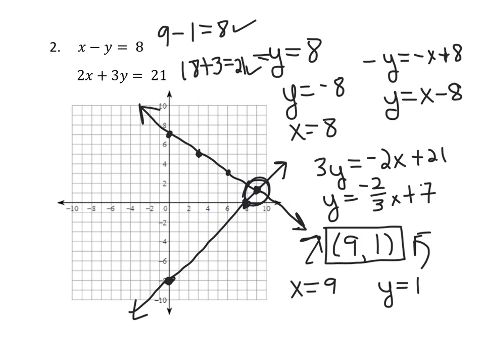So just make sure that you know what solution means, that you write it as an ordered pair, and that you plug it back into the equations and make sure that that point makes those statements true. If it doesn't, then you've got the wrong point. So just make sure you double check everything.